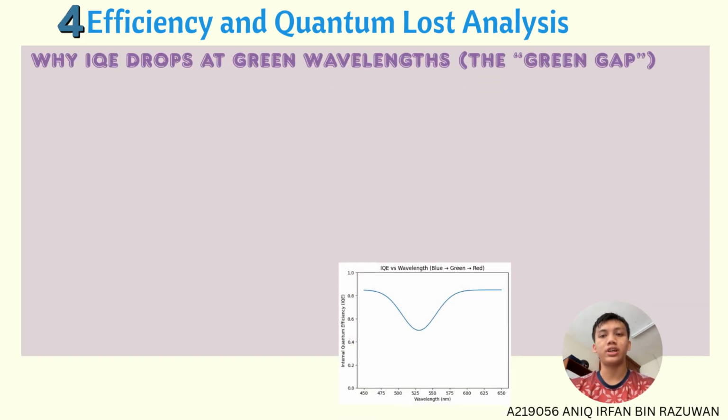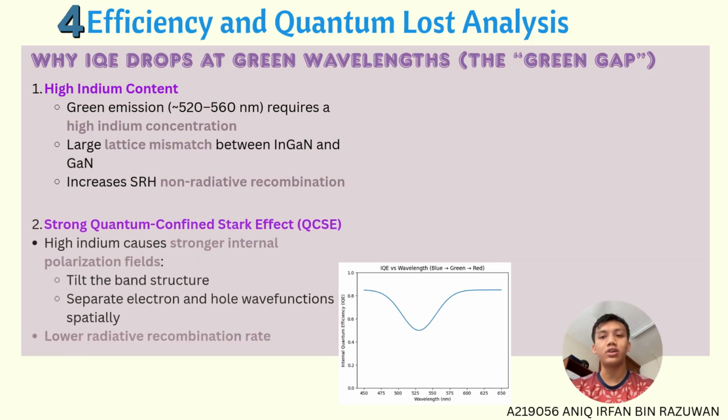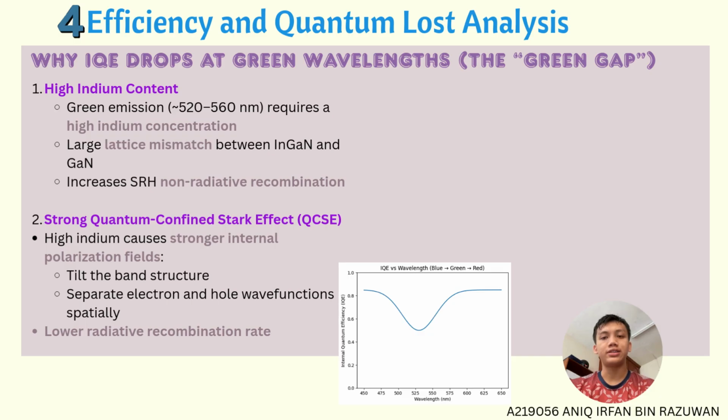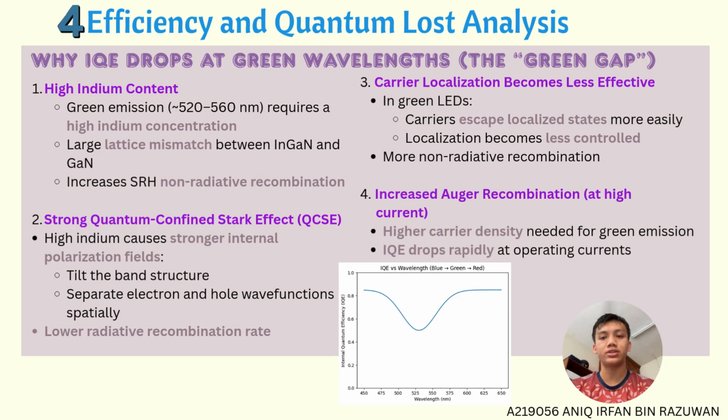This loss is most evident in the green gap, the drop in efficiency between 520 and 560 nanometers. This occurs because green light requires high indium content, leading to lattice mismatch and a strong Stark effect. These internal fields physically separate electrons and holes, drastically lowering the radiative rate while increasing Auger loss at operating currents. In short, managing these internal quantum losses is the key to closing the green gap and achieving high brightness green LEDs.